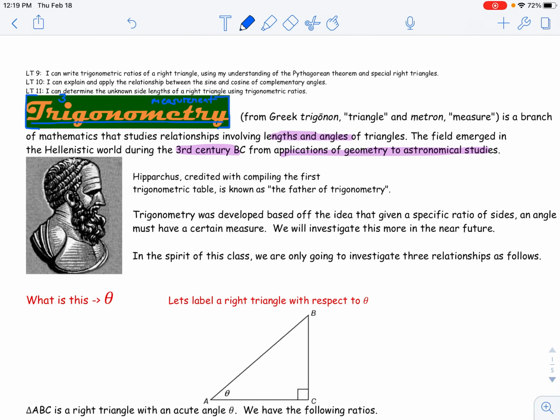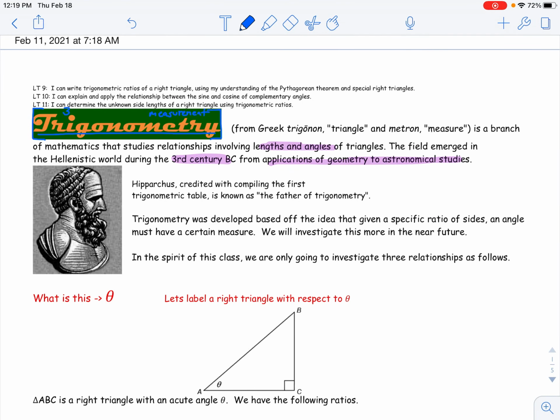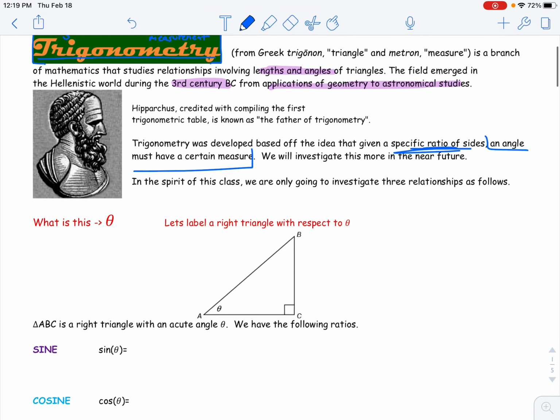All right. And trigonometry was developed based off the idea that given a specific ratio of sides, an angle must have a certain measure. So basically, we're going to do ratios of two side lengths in a triangle, and it's going to tell us what the angle measurement is, or vice versa. All right. And we'll investigate this more in the near future. In the spirit of the class, we're only going to investigate the 3 relationships as follows.